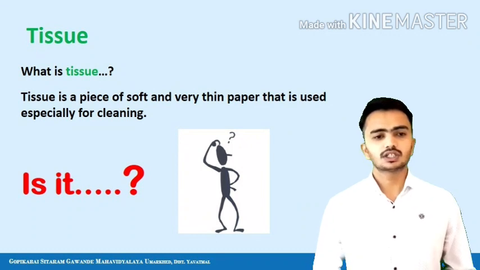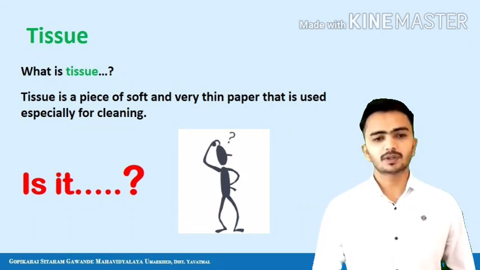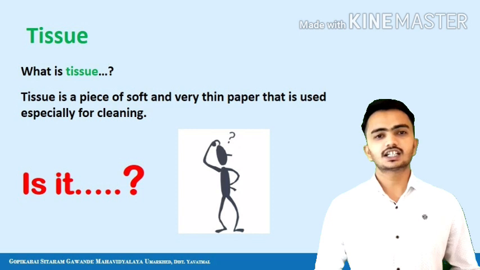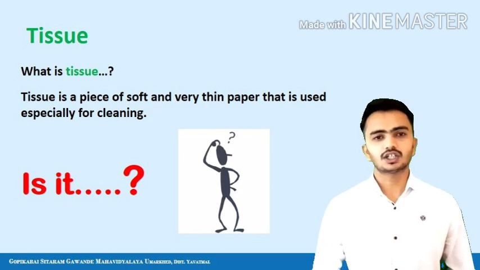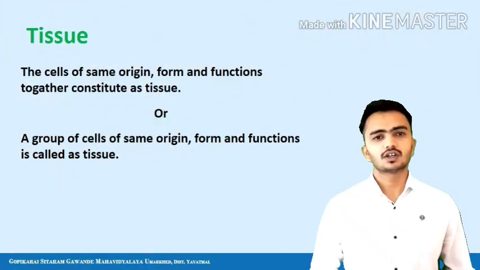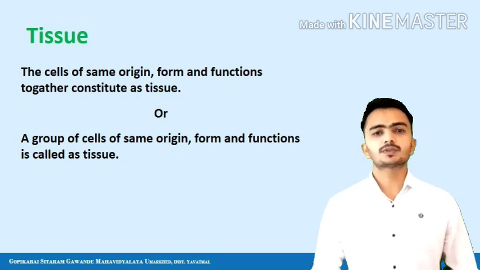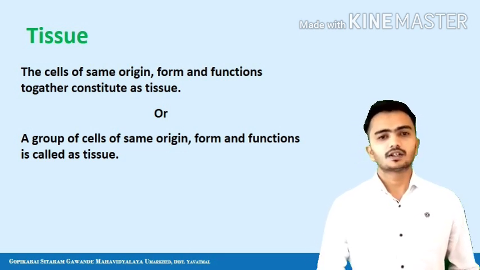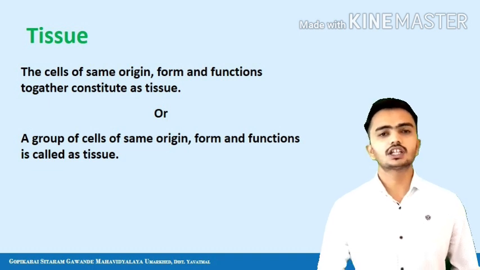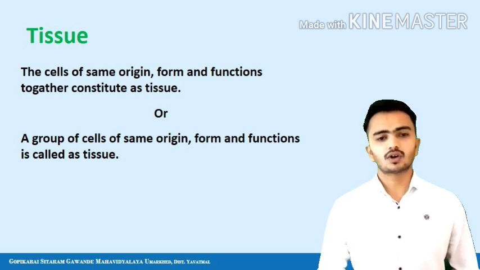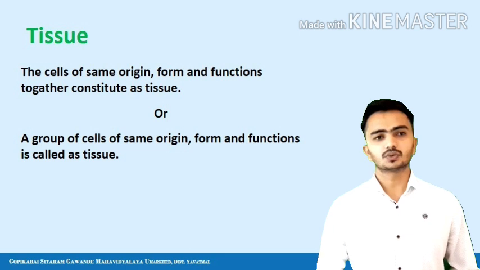So if we see, tissue is a piece of soft and very thin paper that is used specially for cleaning. Is it? No. So it is a general term utilized for a piece of paper that is utilized for cleaning purposes. But in life sciences or botany, tissue means a group of cells which has a similar origin, function and form. So such a group of cells is known as a tissue. If we see a detailed definition, a group of cells of same origin, form and function is called tissue.